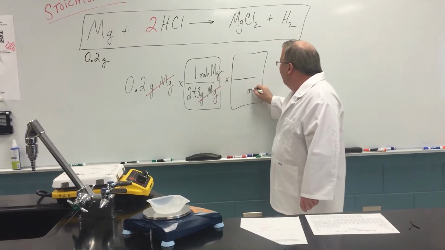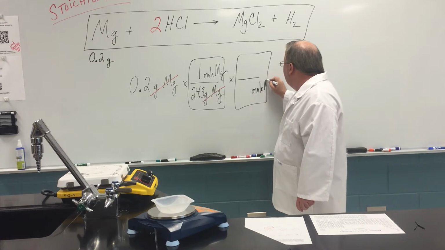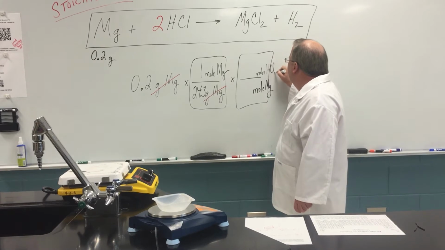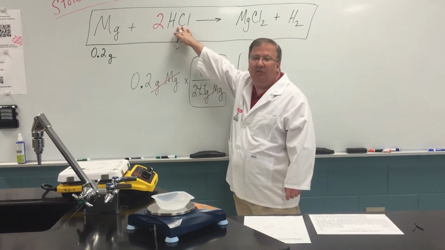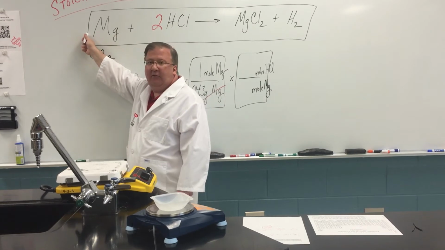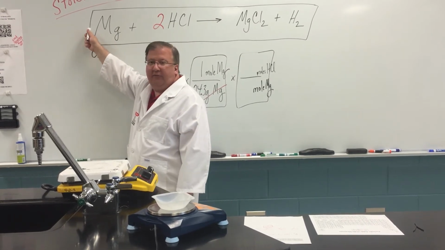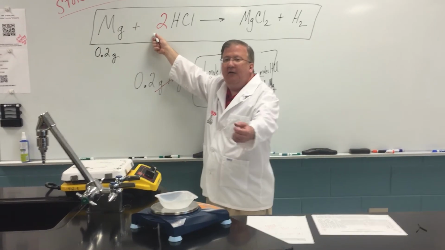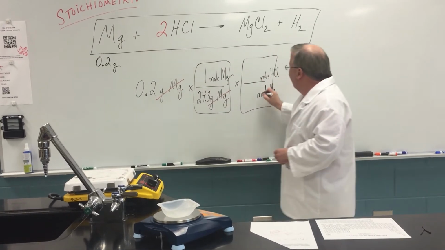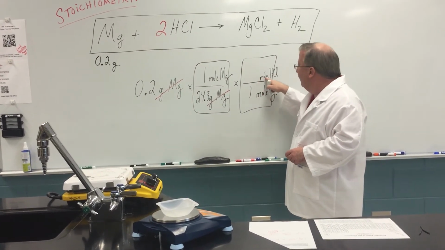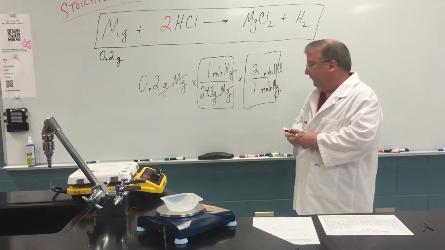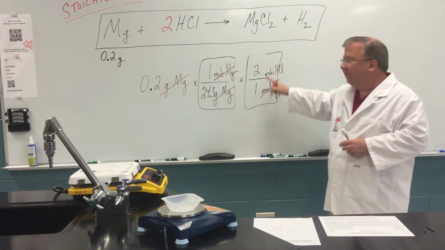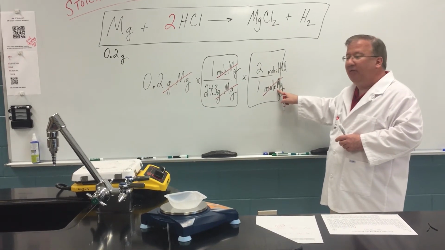I want to get rid of moles of Mg and convert it rather to moles of hydrochloric acid. We go by the coefficient within the balanced chemical equation. For every 1 mole of magnesium, you always have 2 moles of hydrochloric acid reacting. So it's a 1-to-2 ratio. So for every 1 mole of magnesium, 2 moles of hydrochloric acid react. Again, we cancel our identical units. Moles cancel with magnesium, and moles with magnesium cancel here.